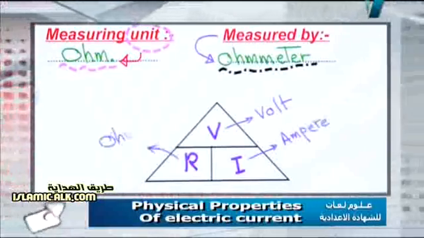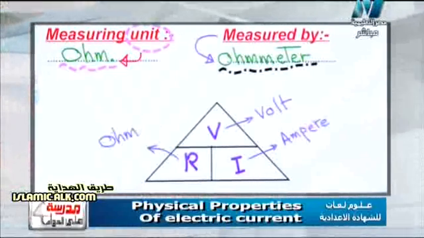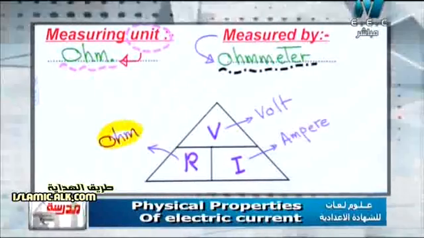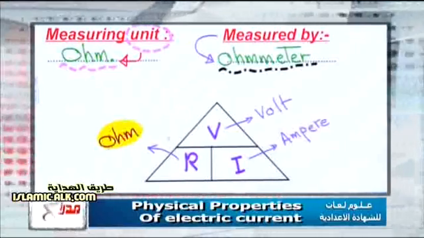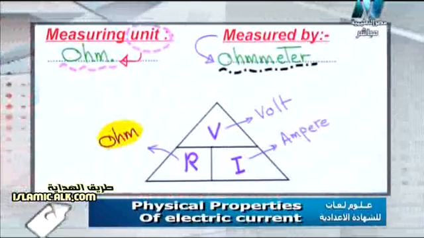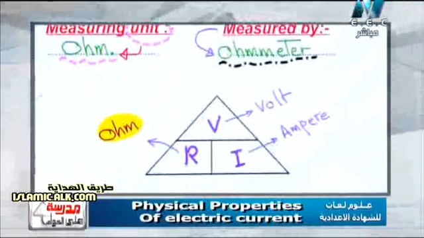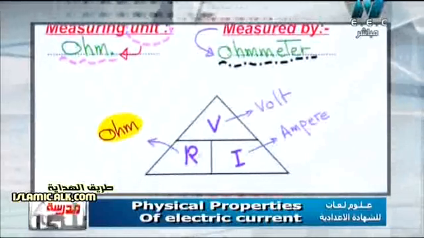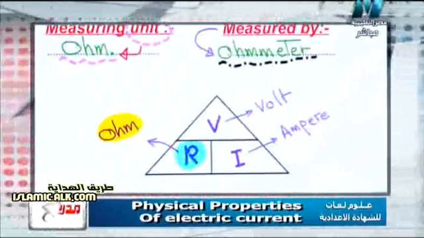So we can define ohm. How can we define ohm? We can define ohm from the magic triangle. If someone asks me what is meant by ohm, we know the way now to mention the definition from the magic triangle. It is the electric resistance.